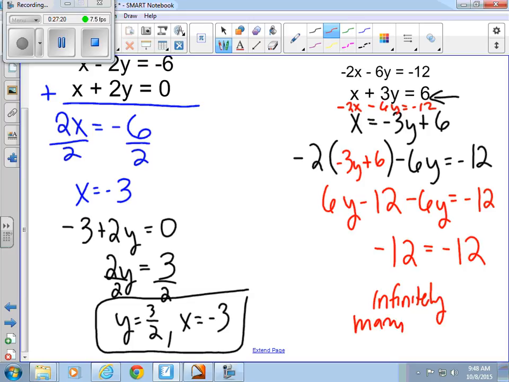Now, let's talk about the negative 12 equals negative 12. When does negative 12 equal negative 12? Always, right? At every x and y, negative 12 equals negative 12. So this makes sense for the infinitely many solution answer. If you ever end up with 6 equals 12, that does not make sense, does it? That would be a no solution answer. So if you end up with one that doesn't make sense, it's a no solution. If you end up with a number equals a number, it's infinitely many. Does that make sense?